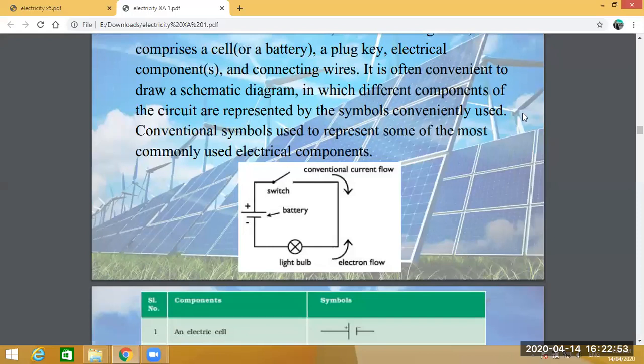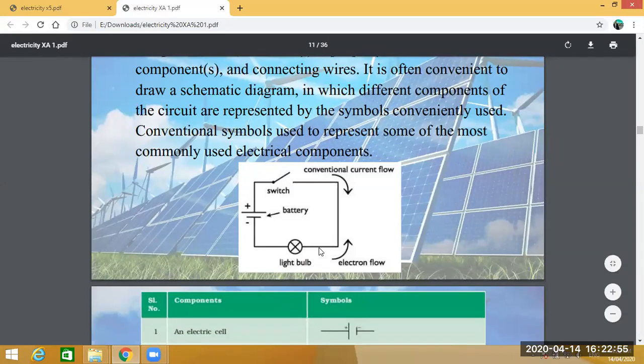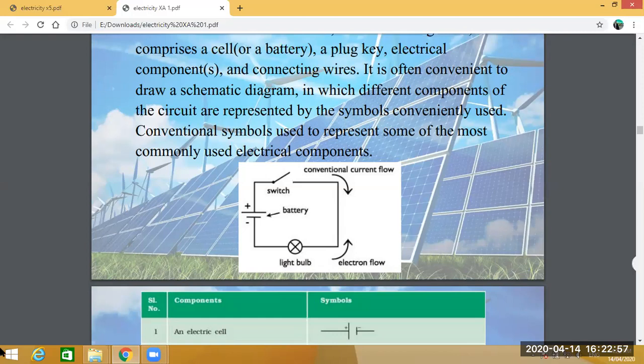So just have a look at a glance. This is the electric circuit diagram. This electric circuit consists of an active device called a cell or battery that supplies energy, a switch connected in series, and a bulb that consumes the electrical energy supplied by the battery.